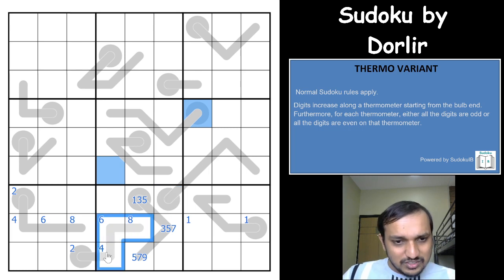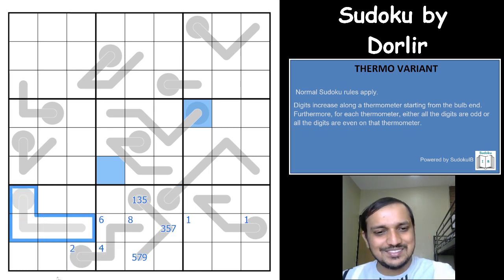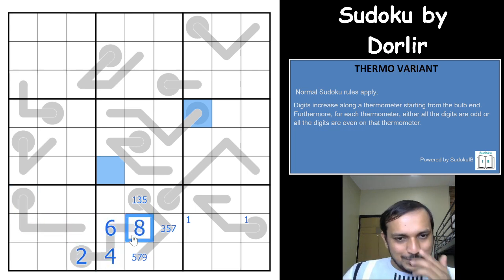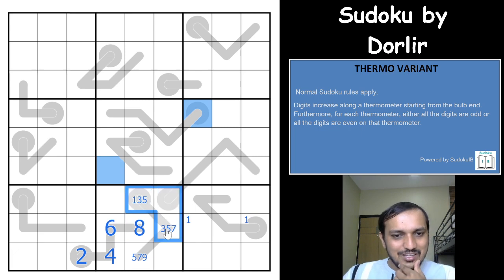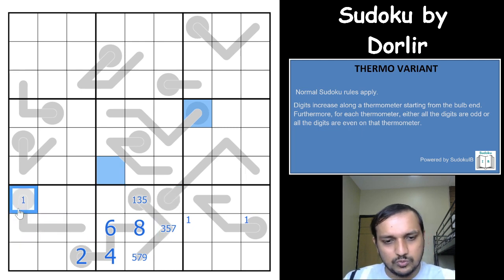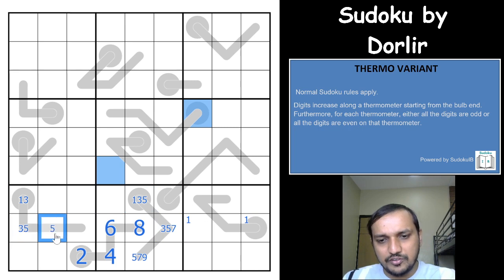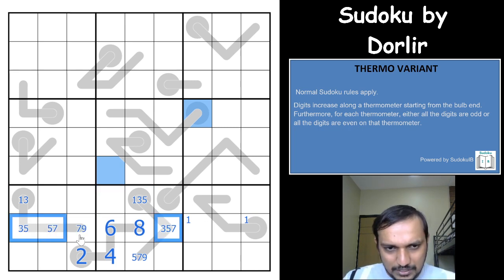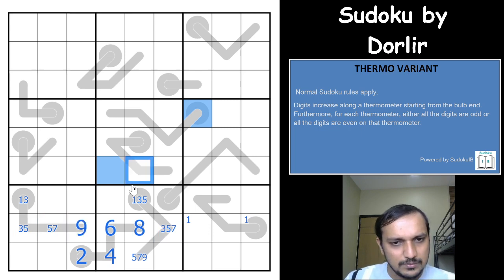So which means this cannot be odd now. This thermo is even. Amazing. What an amazing start to this Sudoku. We got a first digit 2, 4, 6, 8 parity thermo here. So which means this again would have to be odd. It cannot be even. So which is 1, 3, 3, 5, 5, 7 and 7, 9. You get a 3, 5, 7 triplet here. So that gives you a 9 here.